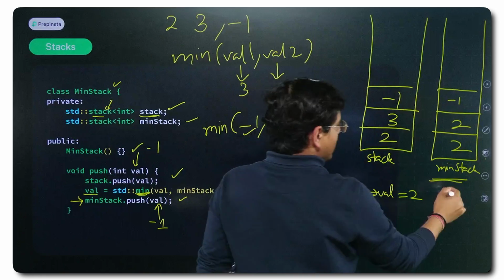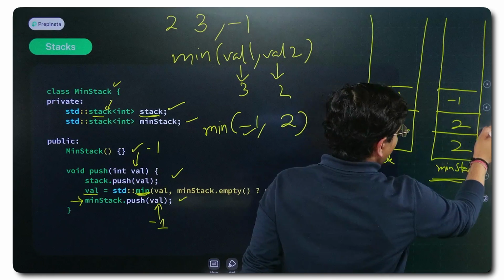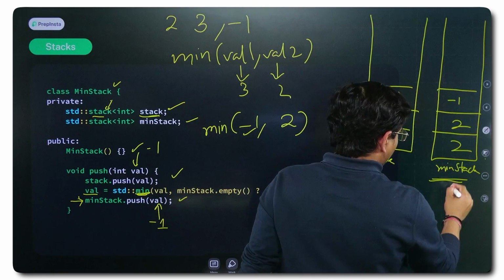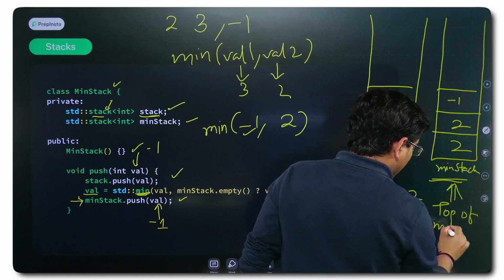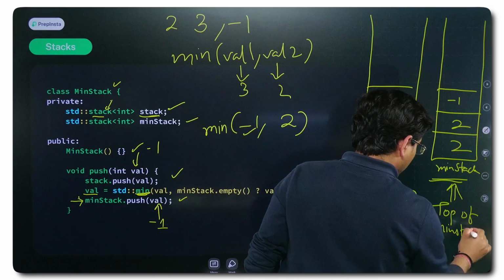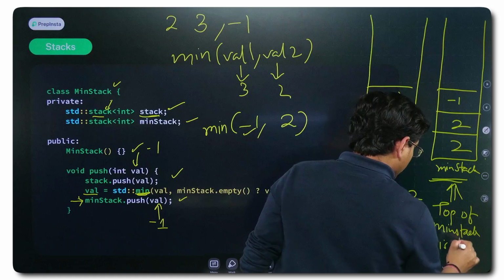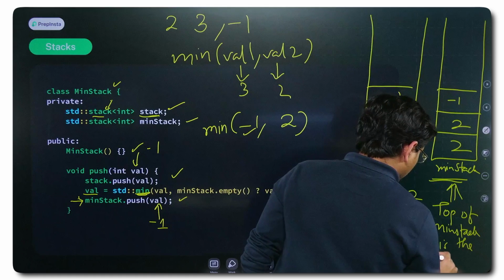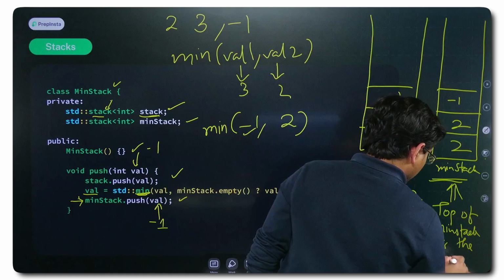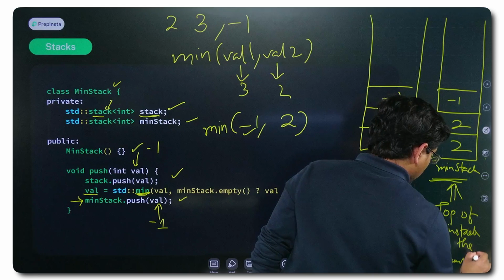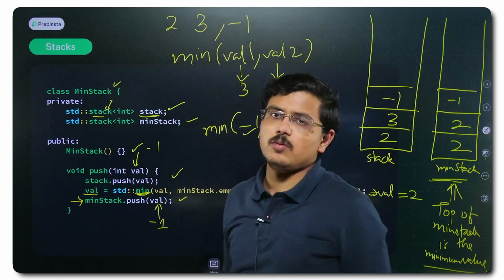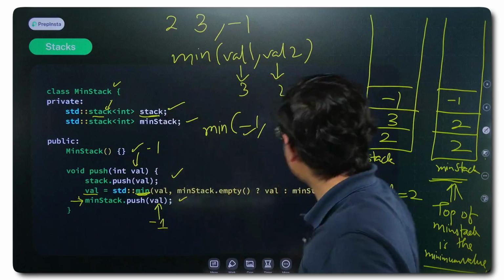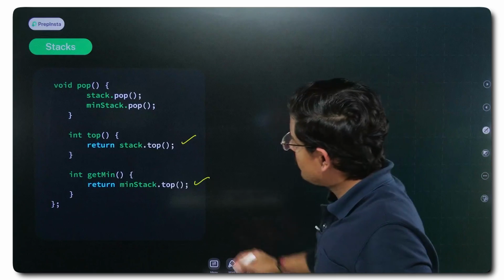So basically, top of this stack, fine, top of min stack is the minimum value. Fine. So this is the minimum value. Top of the min stack is the minimum value. Now let's come to the pop. Fine. So what will pop do?